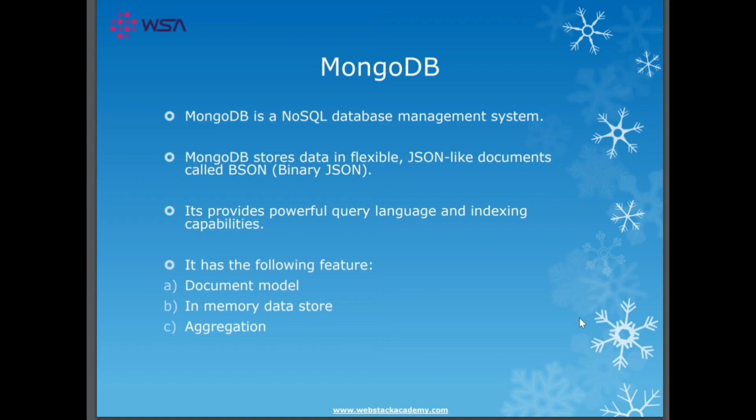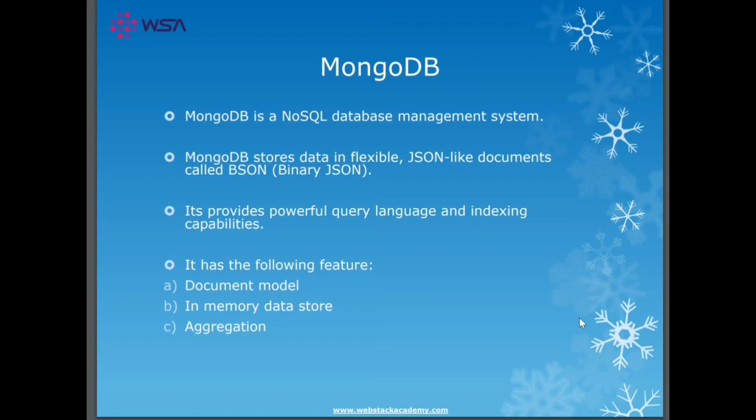And the second one is in-memory data storage. So all the objects that are stored are located in memory, which means there is relatively easy access to get to them. And the third one is aggregation. Aggregation allows you to perform operations on grouped data and get a single computed result.